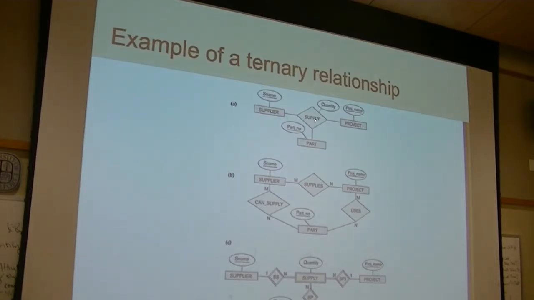Supplier, supply. Supply is the action relationship. Item, part, to the specific project. Okay, that may happen. So a supplier supplies the item to the specific project. Three entities are involved. This is called the ternary relationship, so we can connect all entities to the relationship.